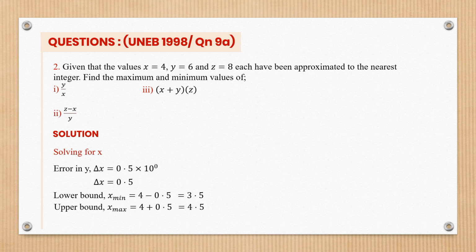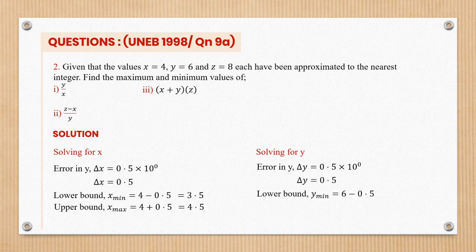So I'm going to be doing this in this case to actually save time, so we don't have to calculate them every time. Then when we solve for y, we shall set the error in y, which shall be 0.5 times 10 to the power 0 also, because there are also no decimal places there. So we shall have the error in y as 0.5, and then the lower bound in y, which is y min, shall be 6 minus 0.5, which is 5.5, and then the upper bound, which is the y max, shall be 6 plus 0.5, which is 6.5.